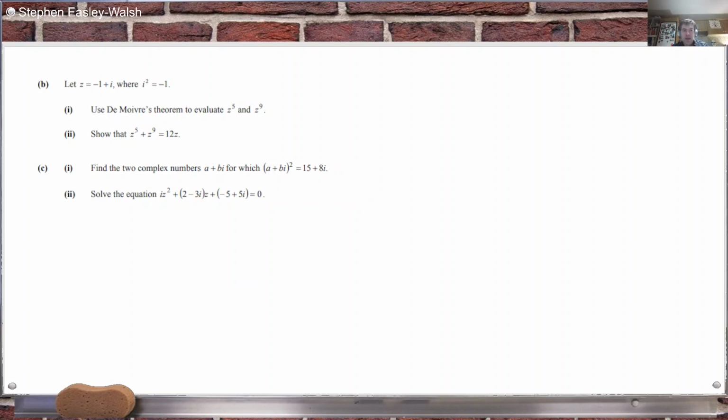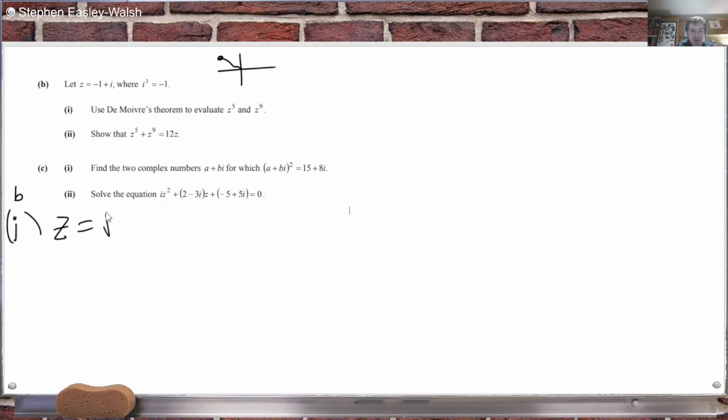Okay, let's have a look here. Use De Moivre's theorem to calculate z power 5. So, part 1 here. z is minus 1 plus i. So it's up here in the second quadrant, and the modulus of it is root 2.